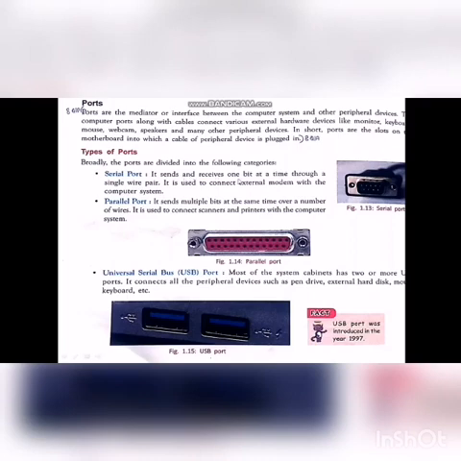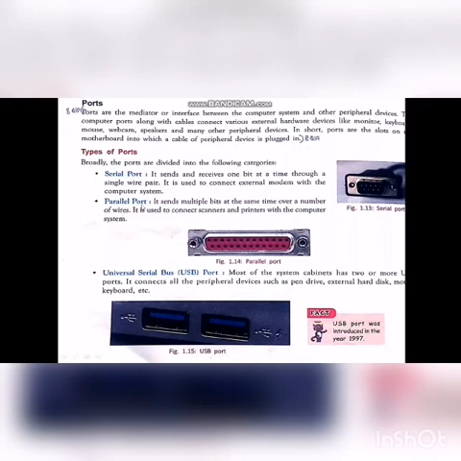It sends and receives one bit at a time through a single wire pair. It is used to connect external modem with the computer system. You all know modem. Modem means modulator and demodulator. It is used to get connection with the internet. In order to work using the internet, you must have modem in your computer, whether that may be external modem or internal modem. So it sends one bit at a time through the single wire serial port.